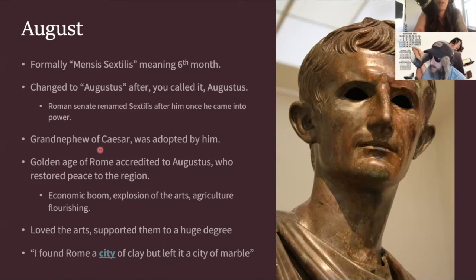So there was a huge economic boom. There was an explosion of the arts. Agriculture was flourishing. He supported the arts a lot. He loved the arts to a huge degree, and he'd fund it financially. So that was one of the reasons why the month was named after him. And I guess his final quote before he died was, "I found Rome a city of clay, but left it a city of marble." It's hella profound, bro.